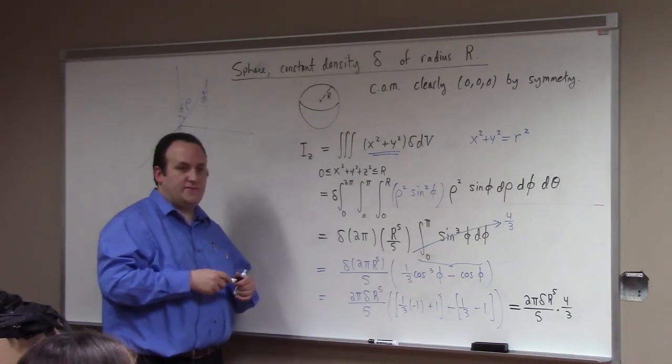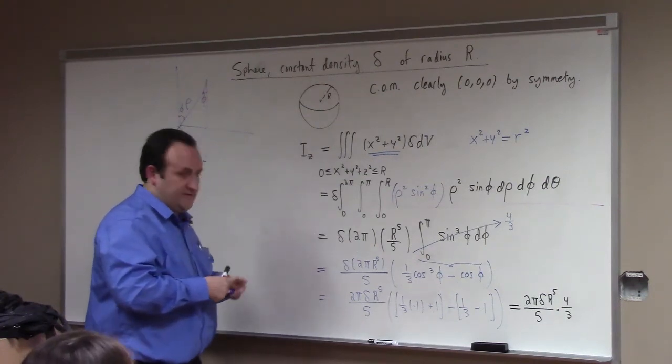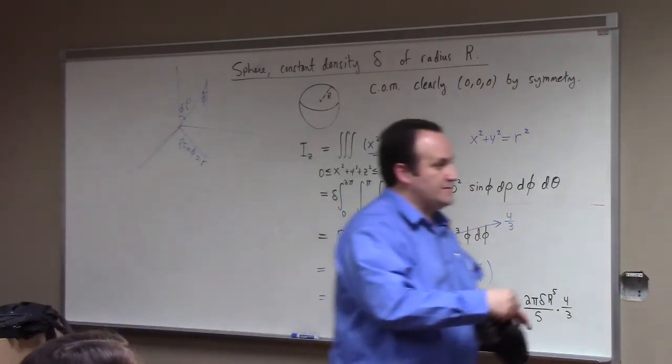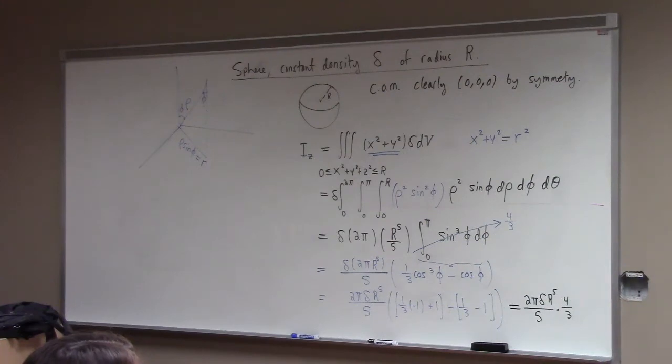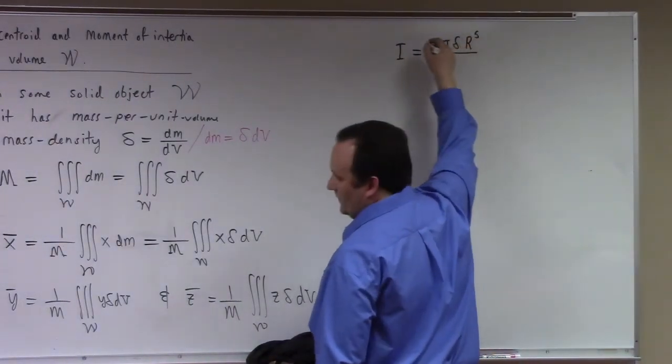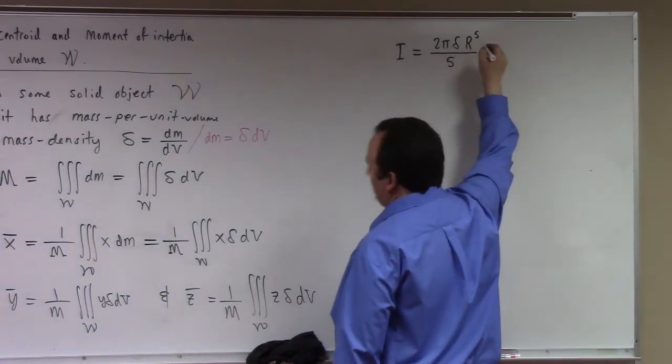Do you guys recognize that formula from physics? I sure hope not, because that's not how we write it in physics. How do we write it in physics? You look at your table of moments of inertia. What do you see? You see mass and radius, right? So to make this formula interesting, we should restate it in terms of mass rather than density. So we've calculated that I is equal to 2 pi delta r to the 5th over 5 times 4/3, right?